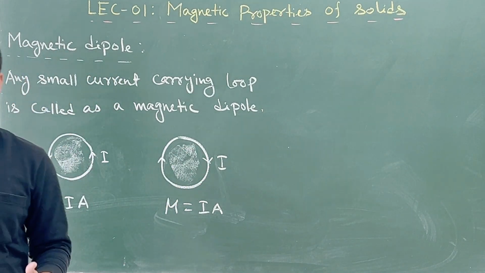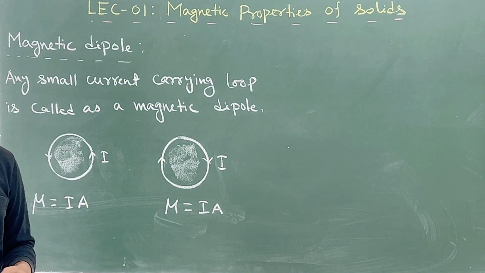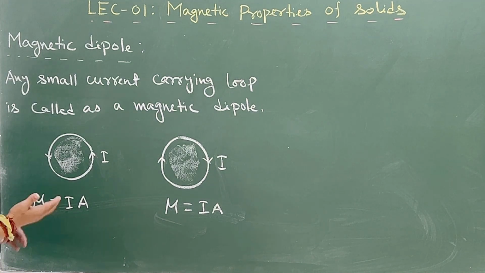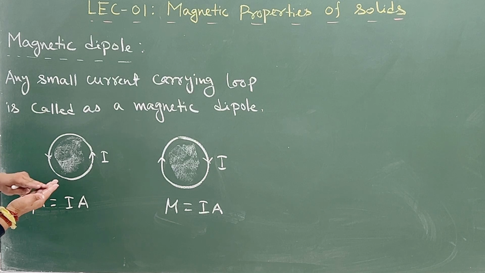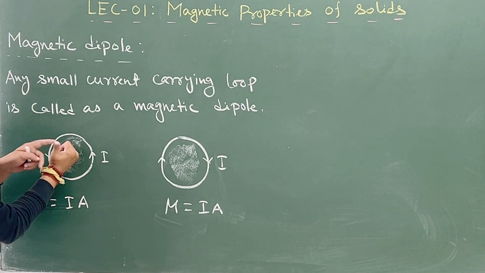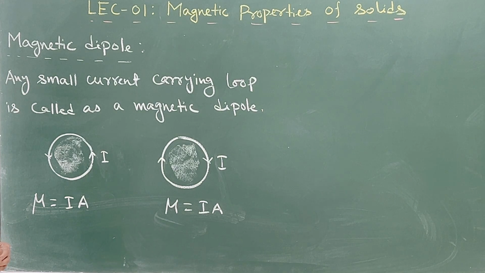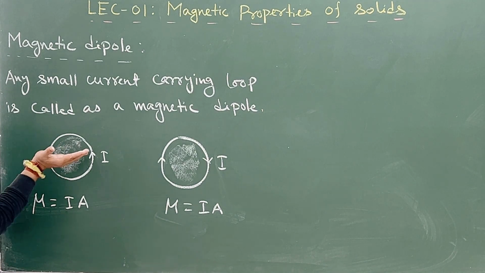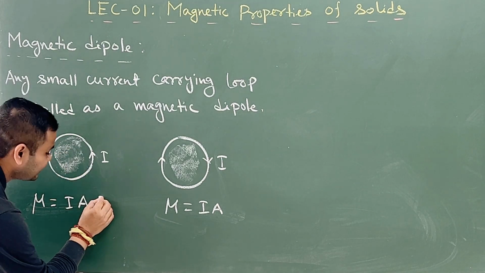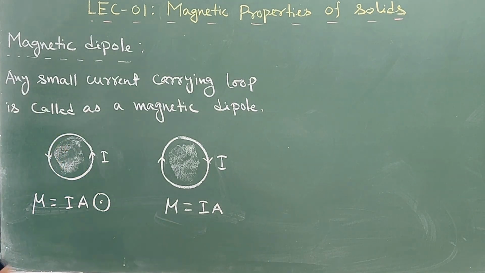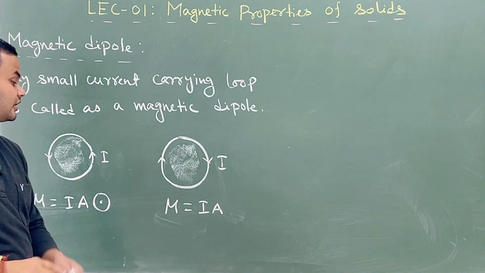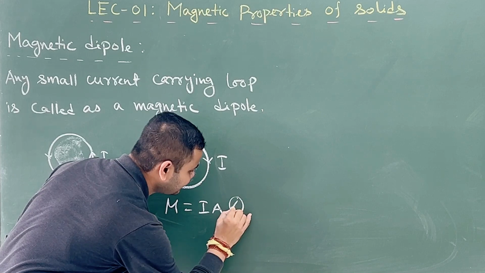Next, the direction of magnetic dipole moment can be obtained by using right hand thumb rule, and according to this rule, if we bend or if we rotate these four fingers along the direction of current, then the direction of right hand thumb will give the direction of magnetic dipole moment. For this case, the direction of magnetic dipole moment will be coming out of this board and it is denoted by this symbol. And for this case, the direction of magnetic dipole moment will be going inside this board and it is denoted by this symbol.